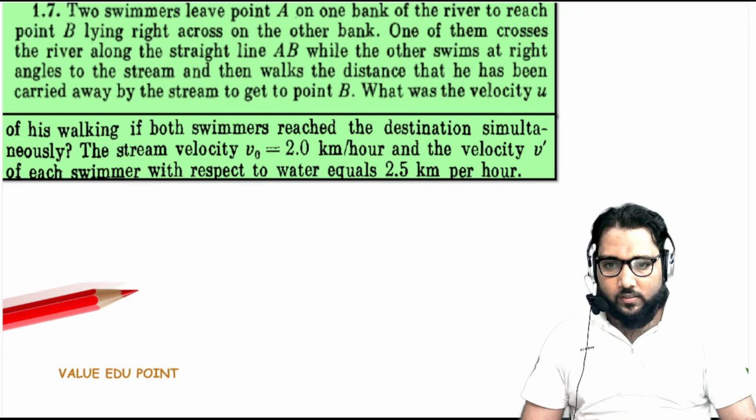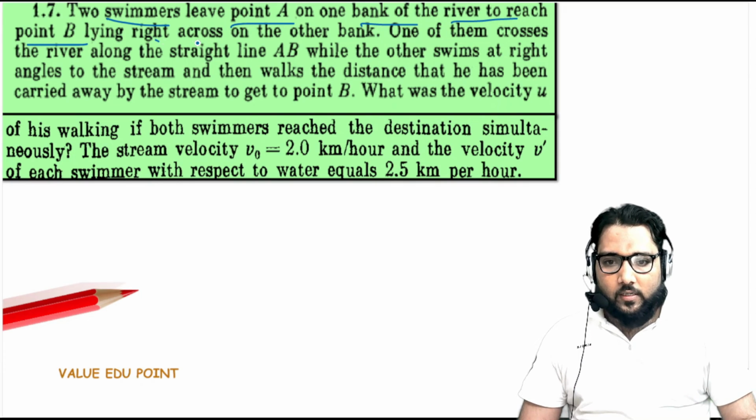Otherwise, very difficult. So now, two swimmers leave point A on the bank of a river to reach point B, lying right across on the other bank, and one of them crosses the river along the straight line AB.